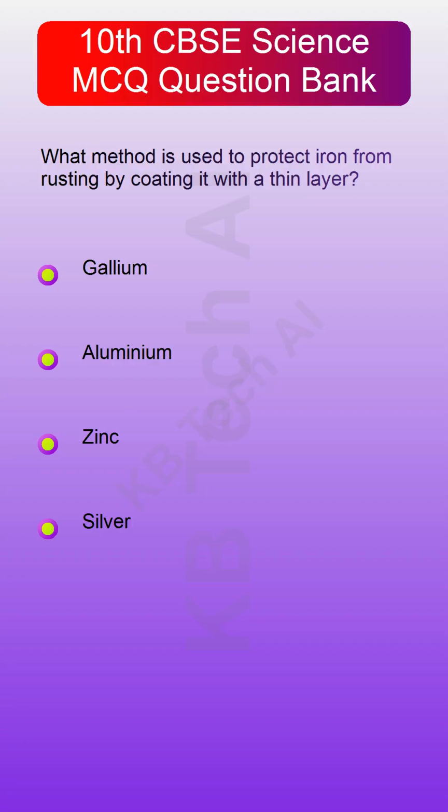What method is used to protect iron from rusting by coating it with a thin layer? Option 1, gallium, Option 2, aluminium, Option 3, zinc, Option 4, silver. The answer is Option 3, zinc.